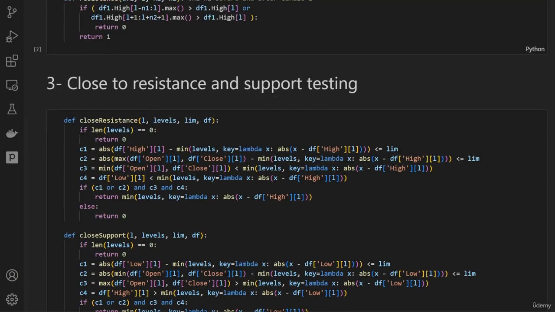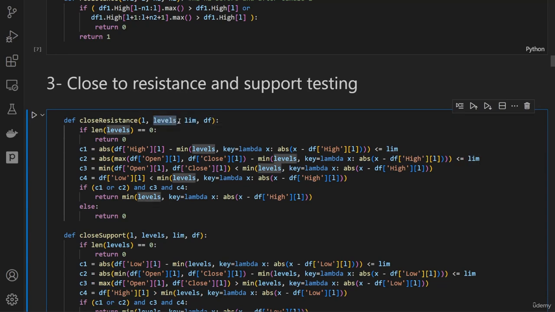The close resistance function takes 4 parameters: L, levels, limit, and the data frame. L represents the index of the data point being examined, which is the current candle. The levels parameter is a list of resistance levels, and the limit is a threshold used for comparisons, meaning that if the candle is close within a distance equal to limit to a key level, then it's considered close enough to any of these levels.